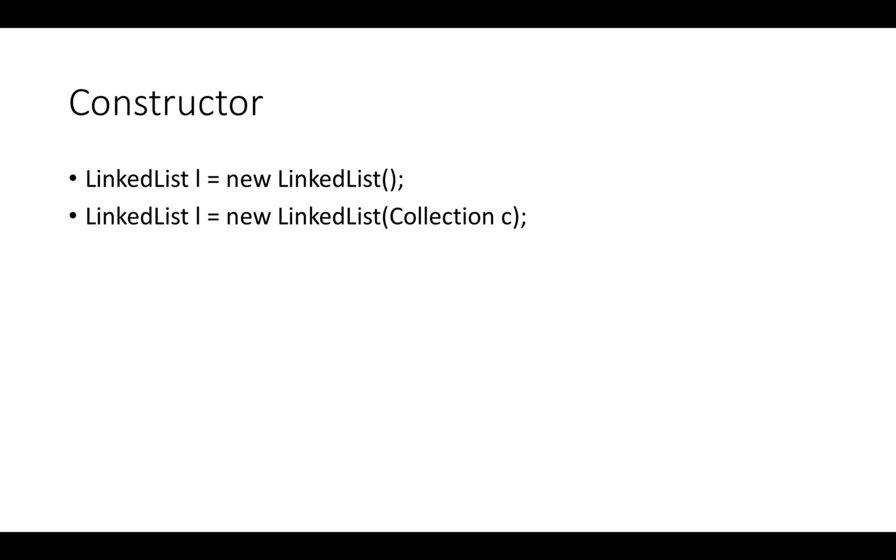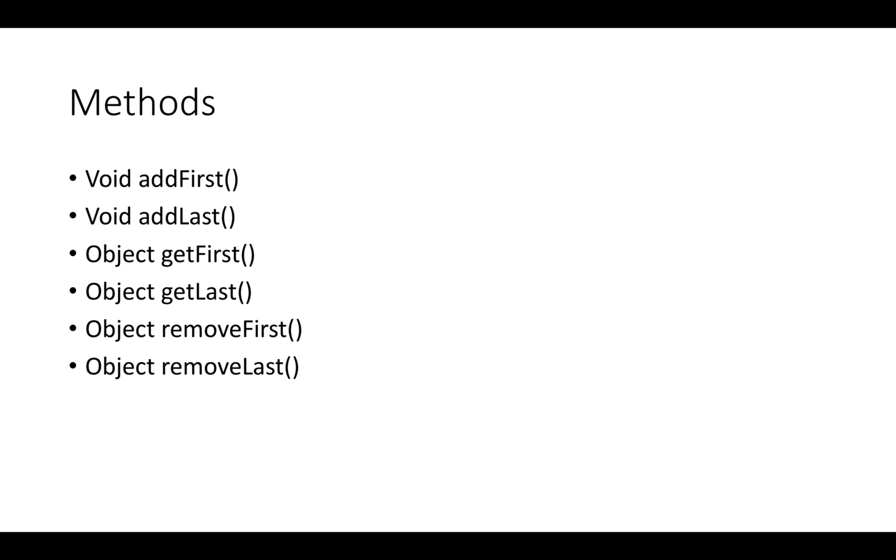In the LinkedList we only have two constructors. The first is the default constructor, and the second is one where we can easily convert any collection object into a LinkedList object. And particularly for the LinkedList we have several methods.